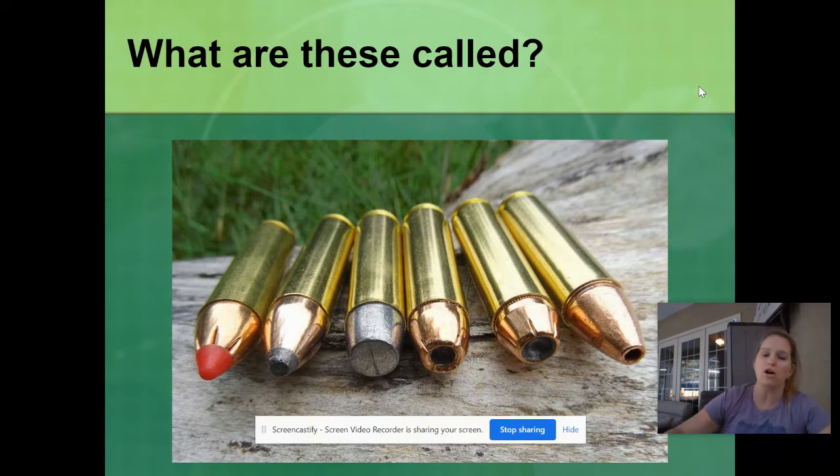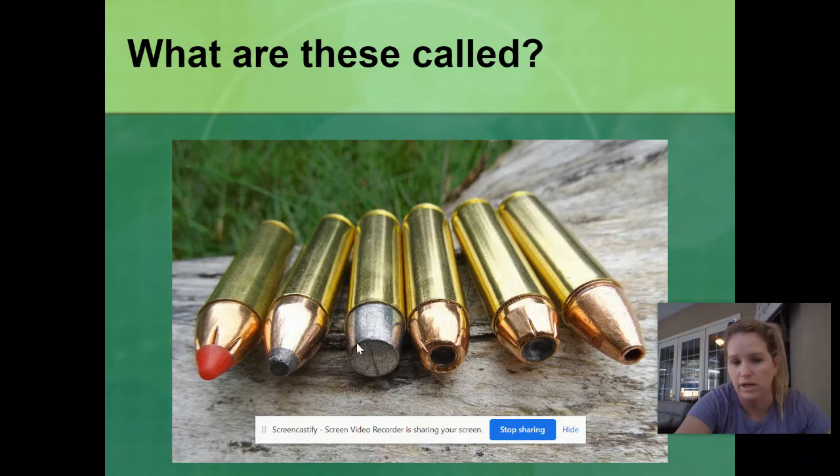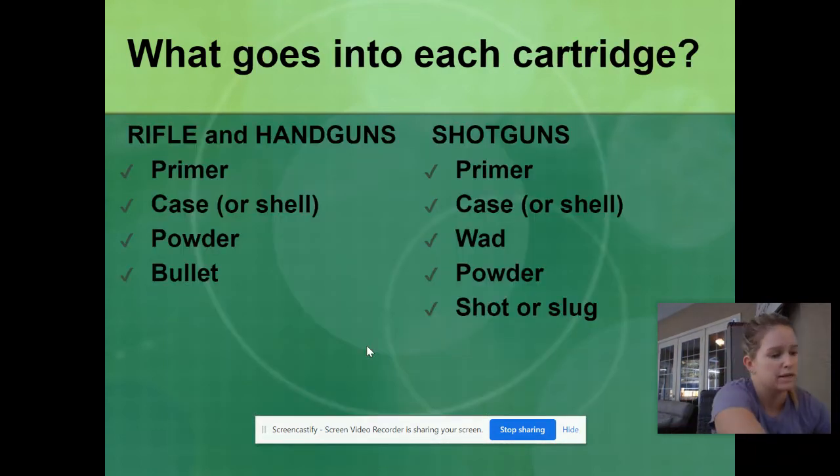The reason you can't call them a bullet is because the bullet is only this top area, this top piece. Okay, it looks like a little cone. Well, and this one's a flat cone. So the bullet is literally the projectile. So let's take a look at the different things that are in a round or cartridge.